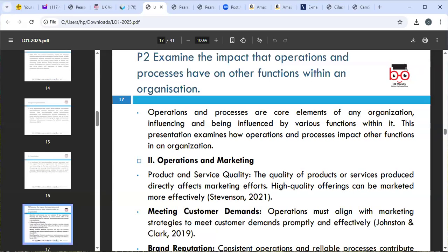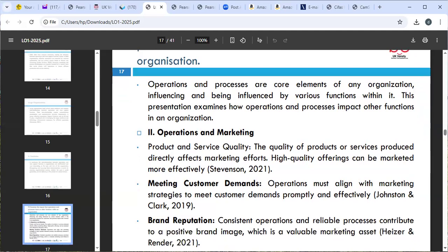We are looking at the impact of how we identify those core functions. So the impact that operations and marketing have on various organizations. Okay, so operations and marketing, then we are looking at the product and service quality.